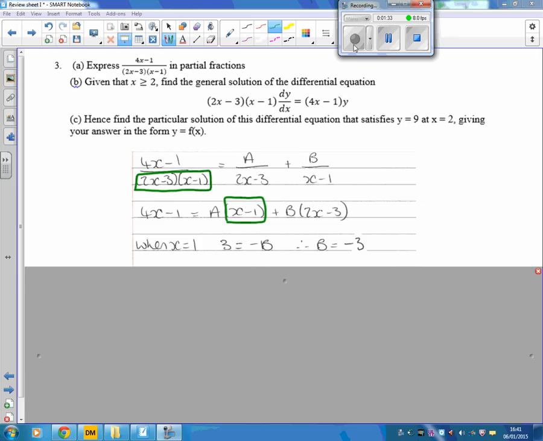So let's do this. When x equals 1, on the left, 4 lots of 1, take away 1, well that gives me 3. We've already said that this bracket comes to be 0, and A lots of 0 is 0. Over here, 2 times 1 is 2, minus 3 is minus 1, so that makes minus 1 lots of B. And solving this, that gives me B equals minus 3.